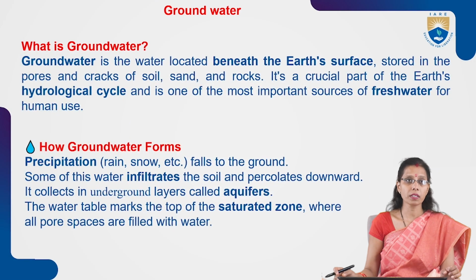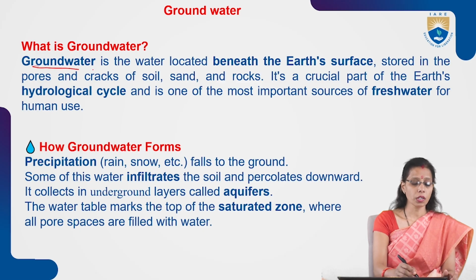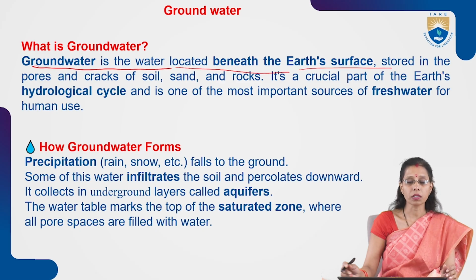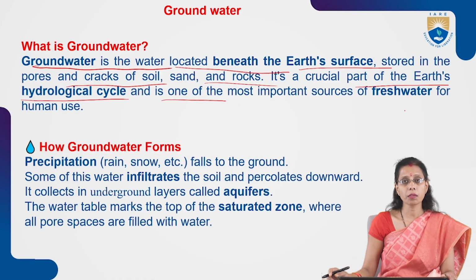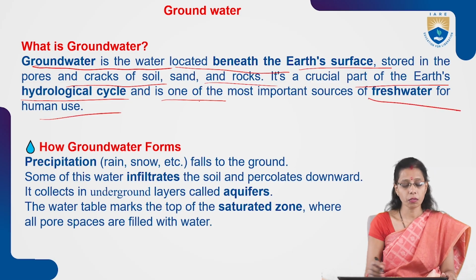So what is groundwater basically? Groundwater is very crucial and very important for the growth of any developmental activities, and for the sustainable development of a society. Groundwater is the water located beneath the earth's surface, stored in the pores and cracks of soils, sand and rocks. It is a crucial part of the earth's hydrological cycle and one of the most important sources of fresh water for human use.